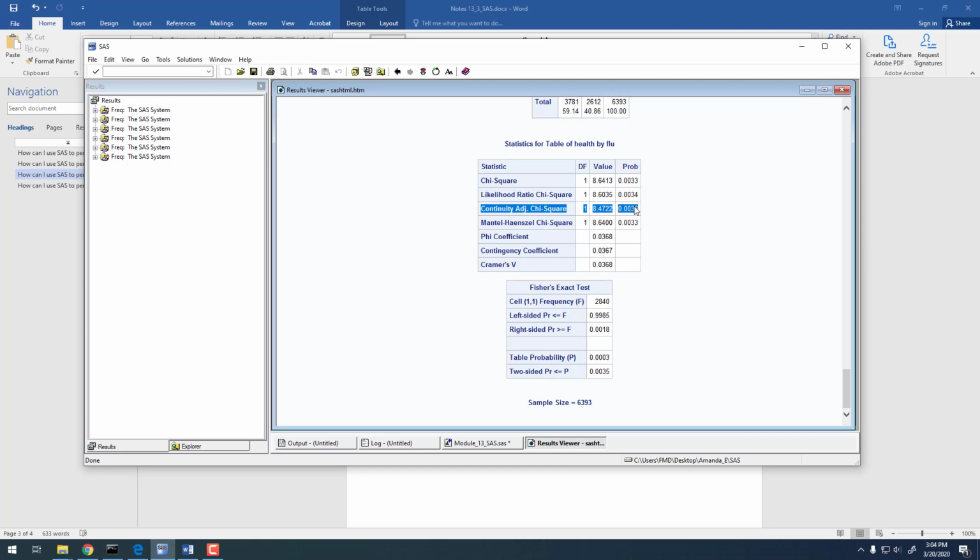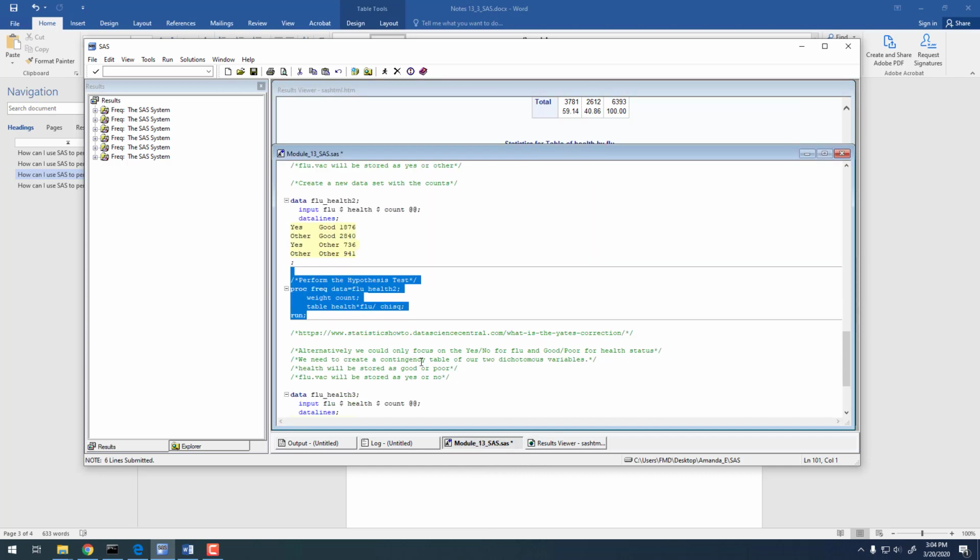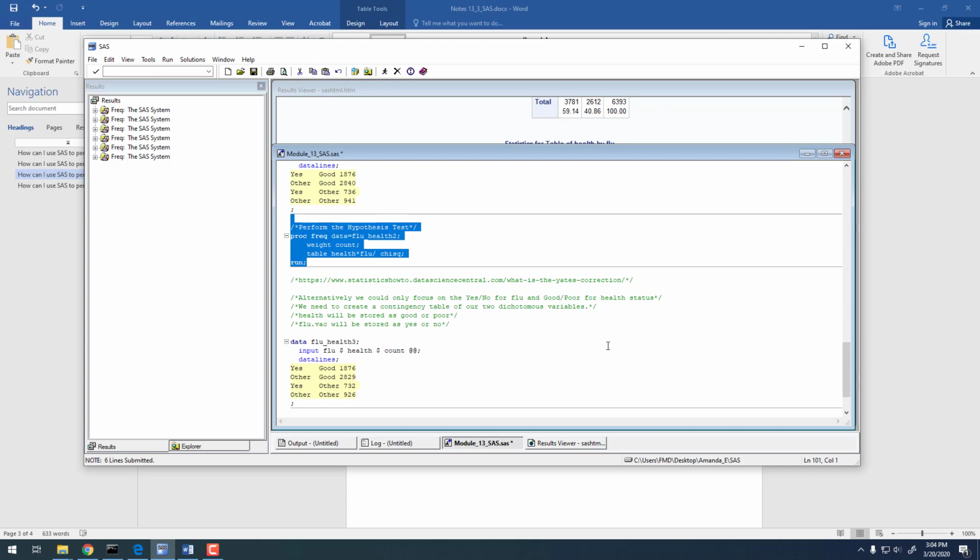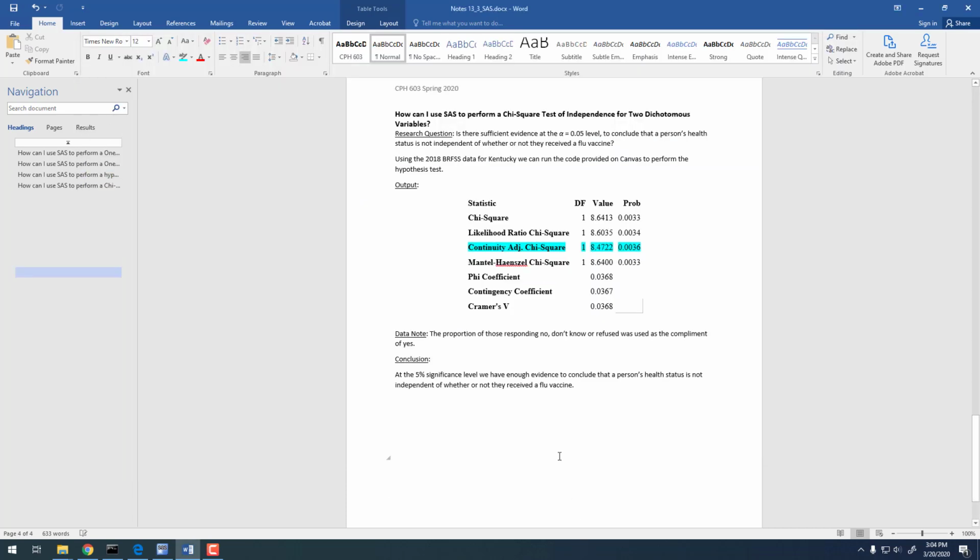So for this illustration, I am going to use the one with the continuity correction, but if you go back to the code, notice I've included a link right here. You can read more about the Yates correction at that link. Right, so if we go back to our notes, notice I have the output here and highlighted, and so our conclusion is at the 5% significance level, we have enough evidence to conclude that a person's health status is not independent of whether or not they receive a flu vaccine.